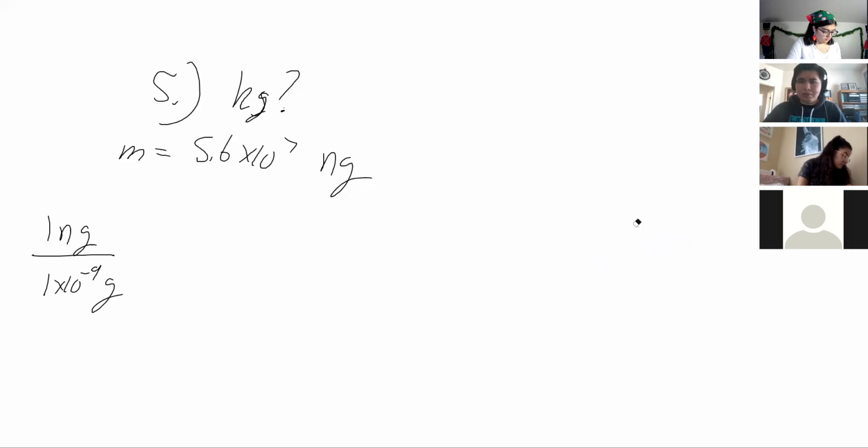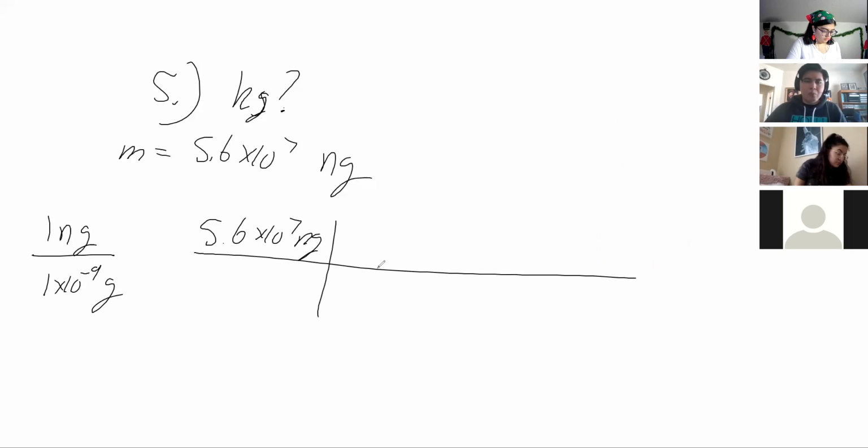So let's work it out. Here we have 5.6 times 10 to the power of 7 nanograms. Which of these numbers goes at the top and which goes at the bottom? The 1 nanogram will go at the bottom, right? So we have 1 nanogram, and since it's a ratio, either the top or bottom will be flipped. We have 1 times 10 to the power of -9 grams, because that's the unit we're trying to convert to right now. So here we would cancel out our nanograms, and we'd be left with grams. But is that what the question is asking for? Asking for kilograms.